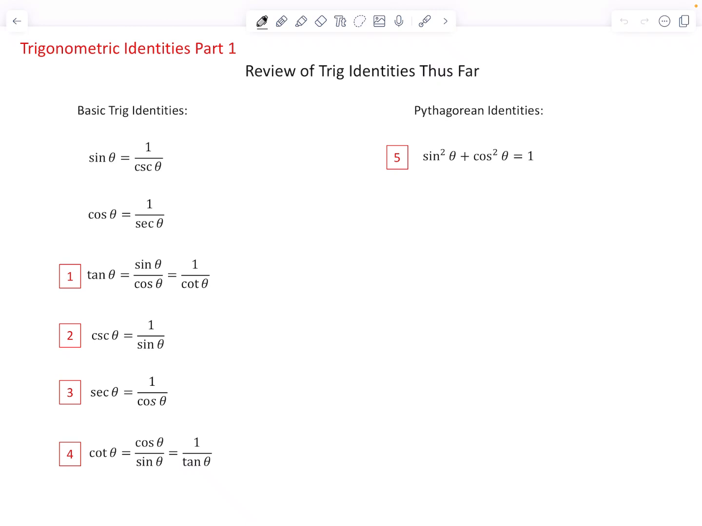Hello students! This lesson is the first lesson in a series of 2 about trigonometric identities. This first slide is a review of the trig identities that we have discussed thus far in this course.